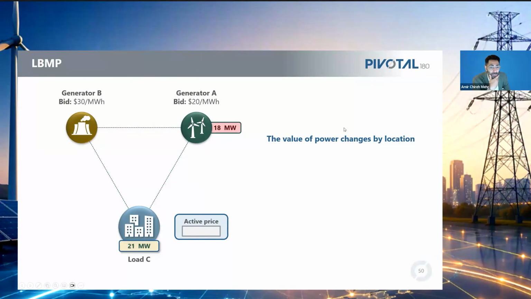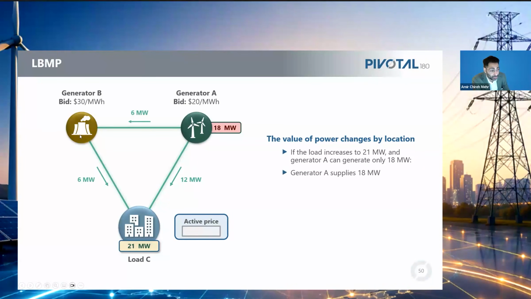Now imagine we need 21 megawatts of load. Generator A can only provide 18. So first, we think about the impedance. 12 megawatts, 2/3 is going to go the short way, assuming there's no constraint, and 6 megawatts is going to go the long way. So generator A can provide 18 megawatts. We have a shortfall of 3. 3 is going to have to be provided by generator B.